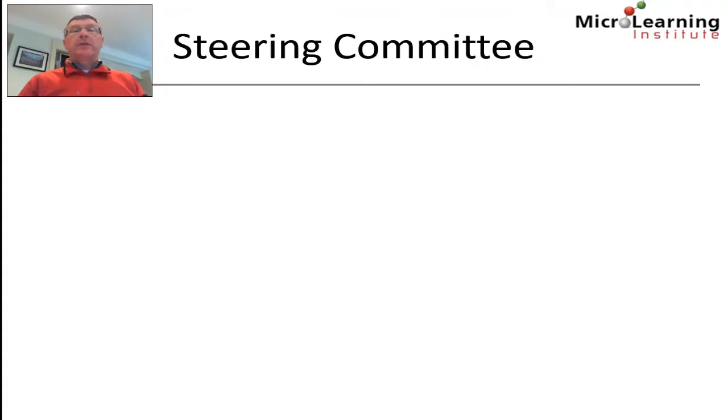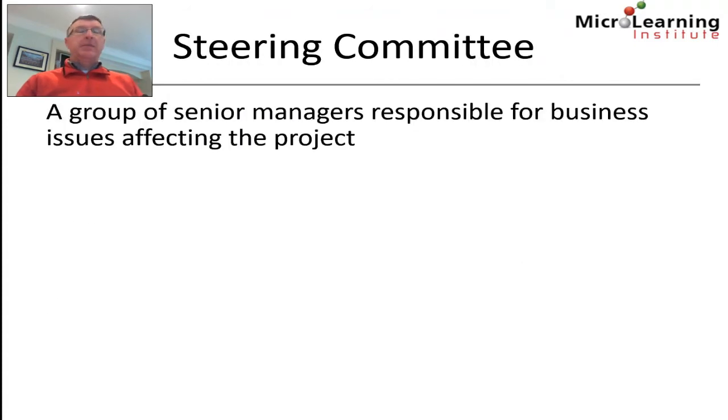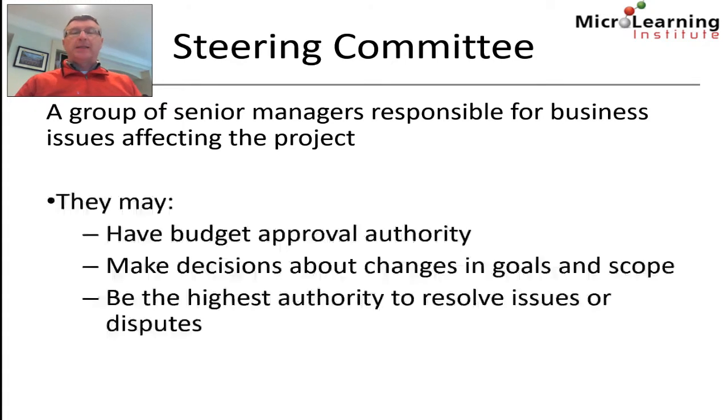Next, let's look at the role of the steering committee. The steering committee typically comprises a group of senior managers who are responsible for business issues affecting the project. These senior managers may have budget approval authority, or they may make decisions about changes in the goal or the scope of the project. And these are the highest authority to resolve issues or disputes. So any issue around resourcing or timing or budget that impacts the project, ultimately the final decision typically rests with the steering committee.